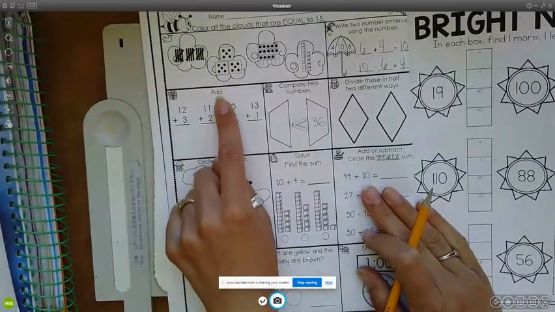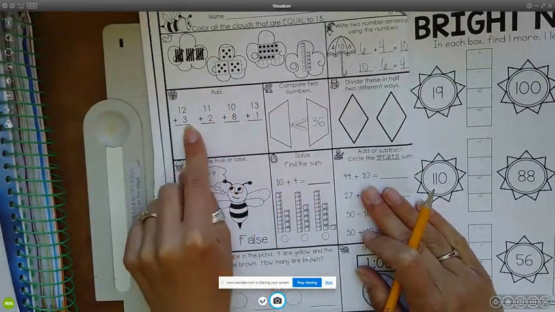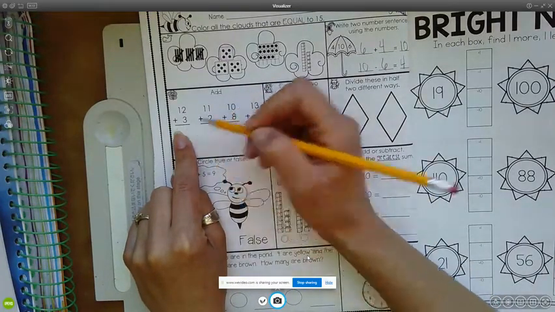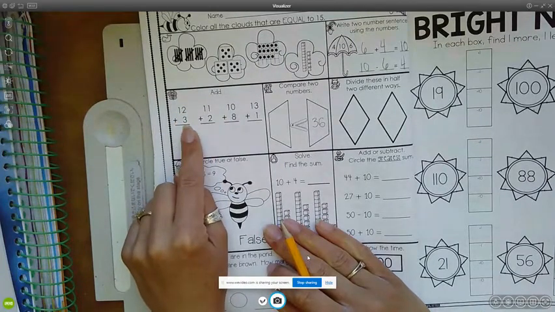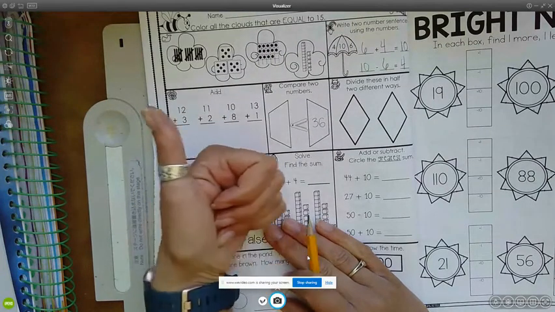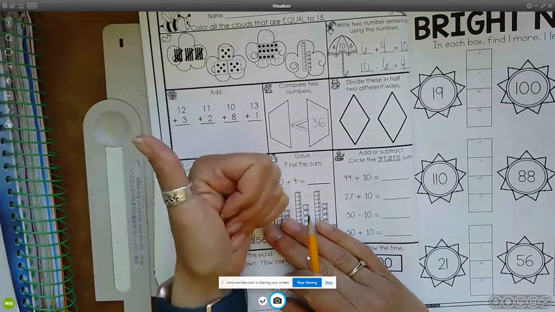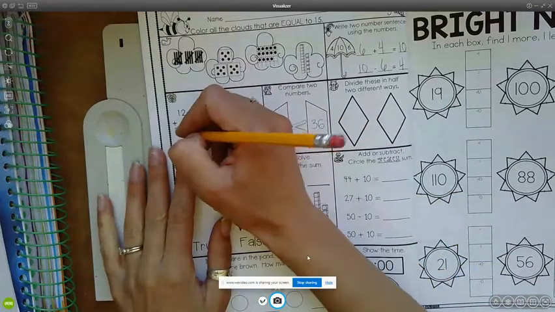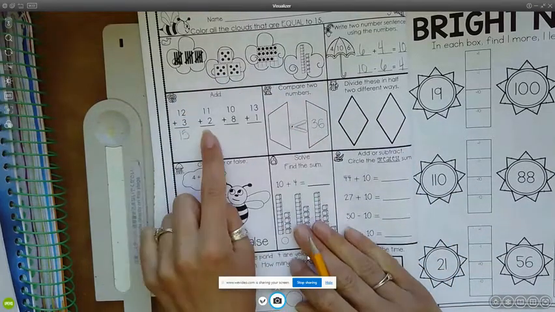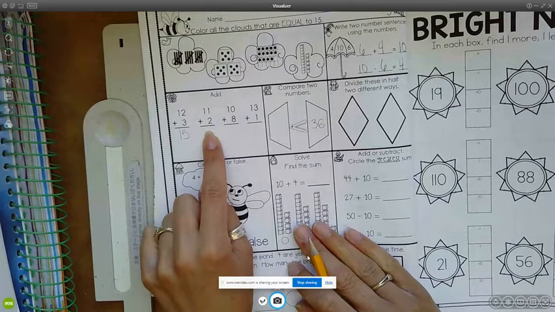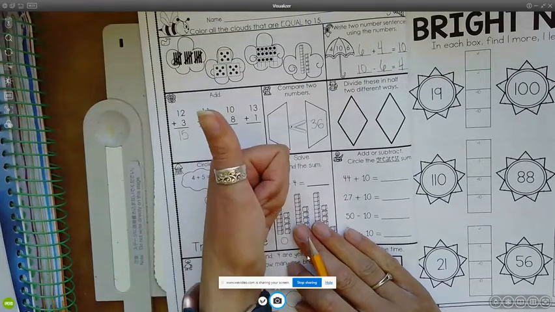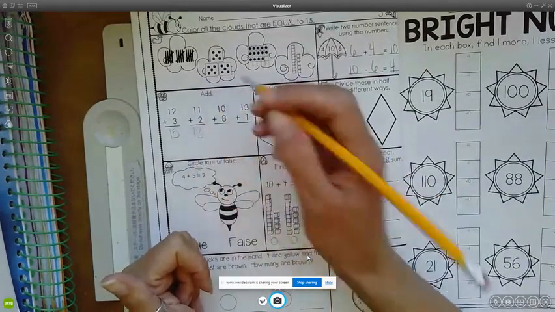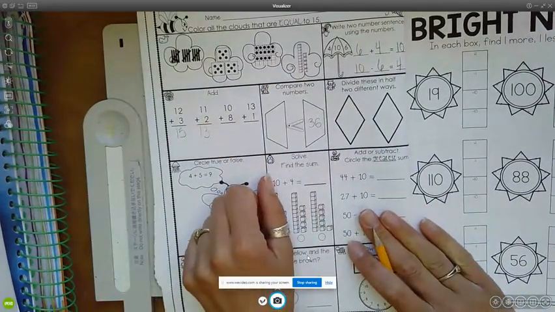On this problem, it asks me to add. Remember, this line means equals. All of my answers are going to go below the line. 12 plus 3. 12, 13, 14, 15. My answer is 15. 11 plus 2. 11, 12, 13. My answer is 13. Notice I'm using my counting on strategy.